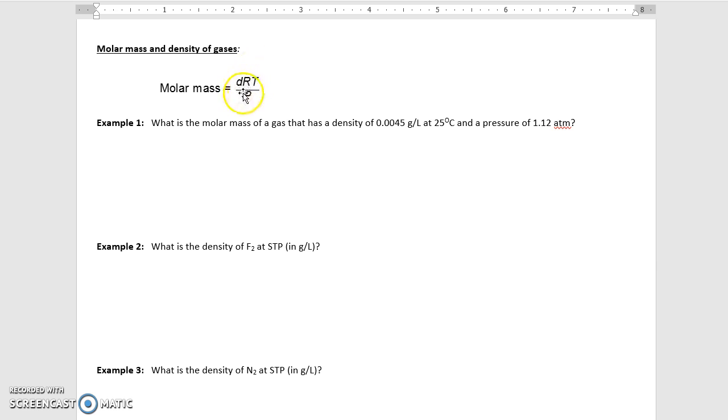R is going to be a constant that we're going to be using a lot this unit. I'll tell you what that is in a minute here. And then T is temperature and P is pressure, as you might have guessed. So looking at these problems, whenever we see R, we're going to use this one value.